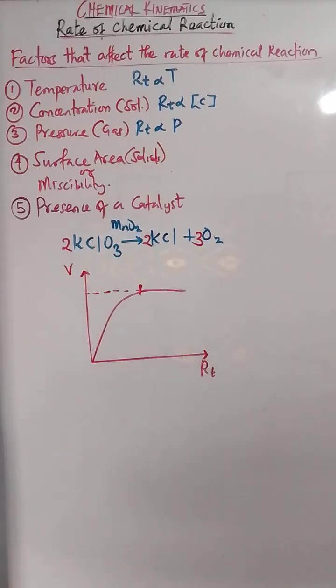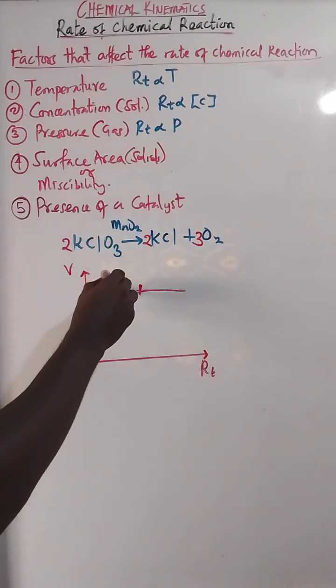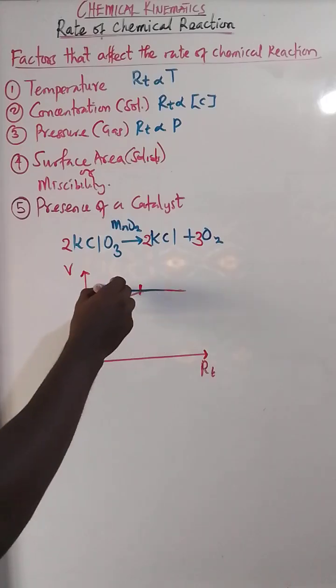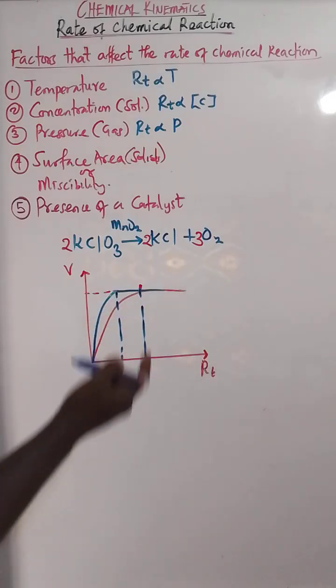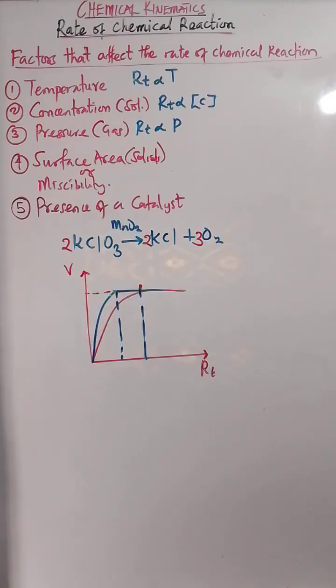So instead of us having this, I'm going to have this. It reaches completion faster compared to this one. Why? Because this catalyst increases the rate of chemical reaction. But the question is how? It doesn't increase the temperature. It has nothing to do with concentration or pressure. Although we increase the surface area of the catalyst to increase its efficiency, it is not part of the reactive particles. So how? So note this.